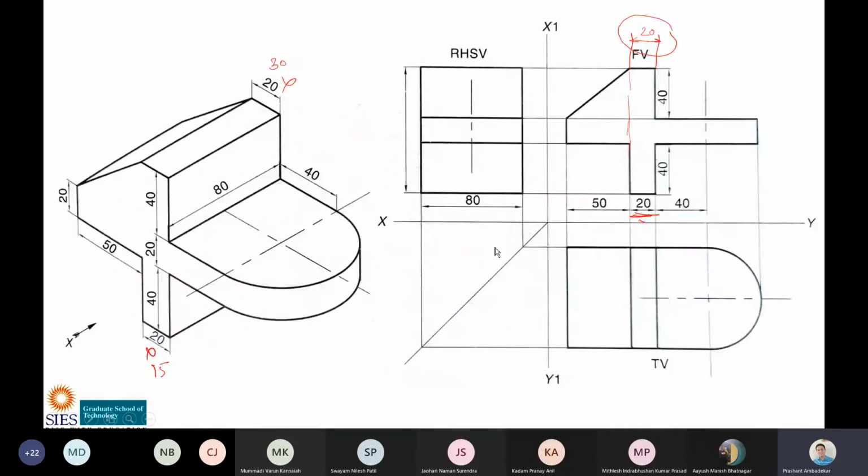Now coming to this view, this 20 can be easily understood from here. And I already told you in the earlier question, this 20 can be easily understood from here. So these two places are the best places to give this dimension 20. Even if you give it here, it is correct, it is not incorrect. But this is the place which best suits the dimension.